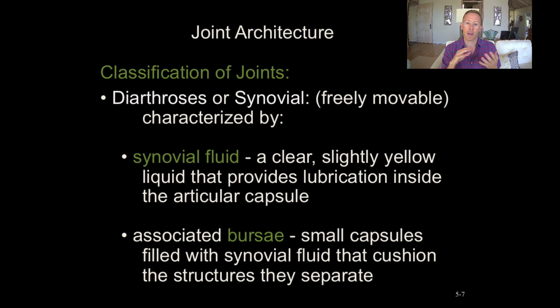So those are the four big characteristics. We're going to look at articular cartilage, an articular capsule, synovial fluid, and bursa. Those are the four main characteristics that are associated with diarthrodial or synovial joints.